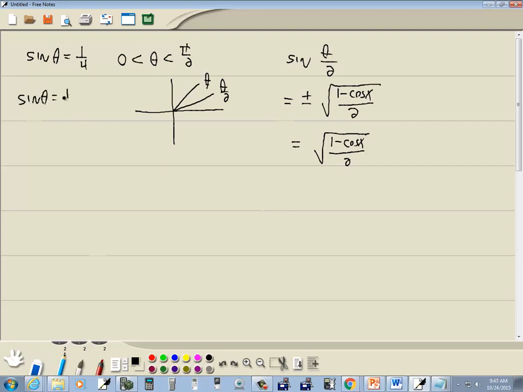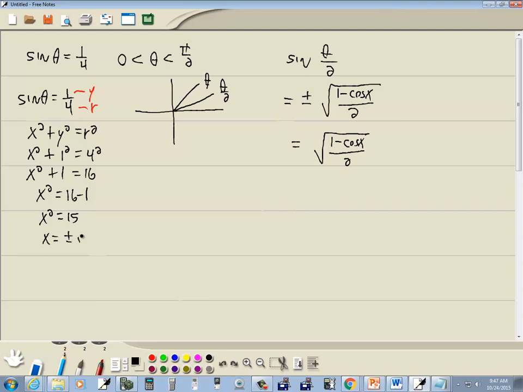Well, remember sine is equal to y over r, and we need x. So we've got x squared plus y squared is equal to r squared. So x squared plus 1 squared equals 4 squared. So we've got x squared plus 1 is equal to 16. Take the 1 over, and we've got x squared is equal to 15. Square root property: drop your squared, put a plus or minus square root around the other side.